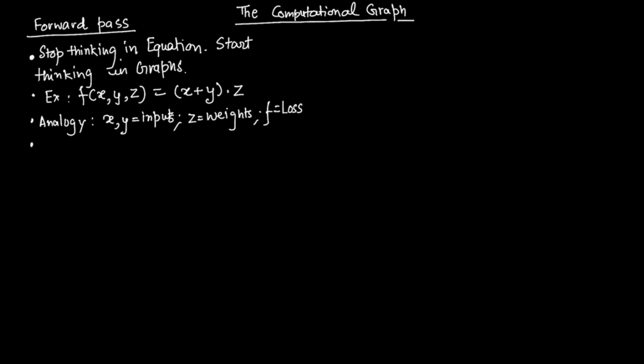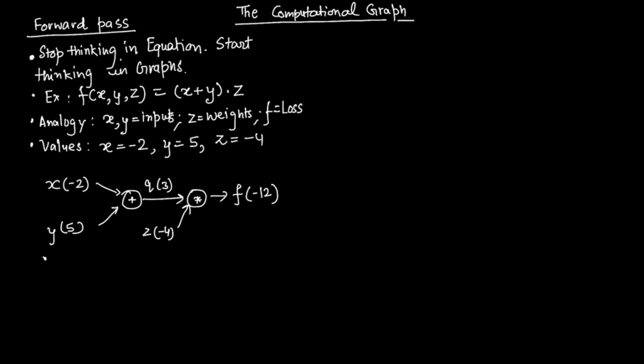Let's give them numbers. x is equal to minus 2, y is equal to 5, z is equal to minus 4. First, node 1 or the adder. Let's call this intermediate value q. So q is assigned x plus y. So q is equal to minus 2 plus 5 is equal to 3.